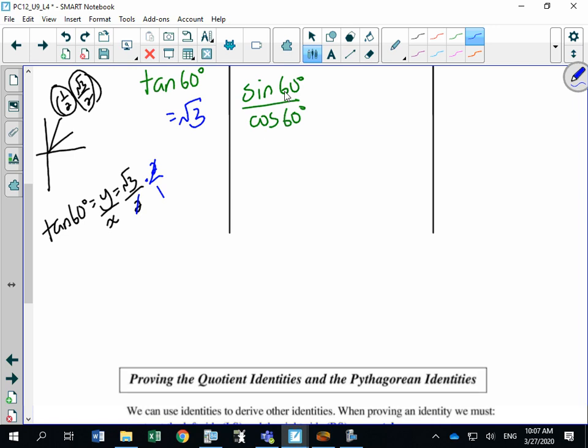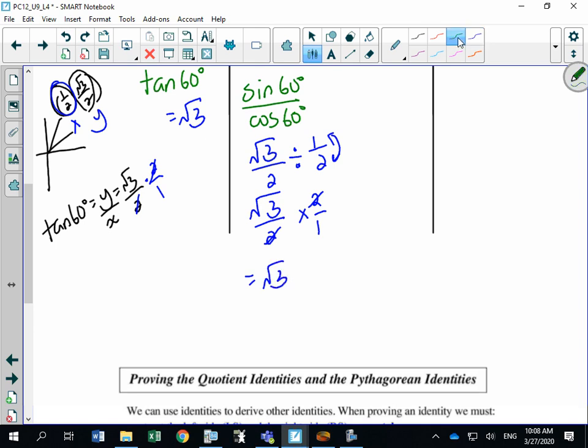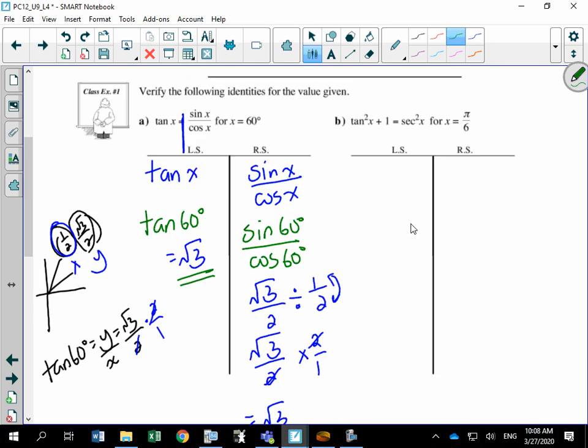Now, let's do this guy. The sine of 60 divided by the cos of 60. And we want to get, remember, root 3 as an answer. So sine of 60 degrees, that's your y value, right? So here's x, there's y. So root 3 over 2 divided by the cos of 60 degrees, which is 1/2: root 3 over 2 times the reciprocal, which is 2 over 1. That will cancel, and I get root 3. So my identity has been verified. I've got root 3 on the right and root 3 on the left. My identity is verified, or I've proven my identity.